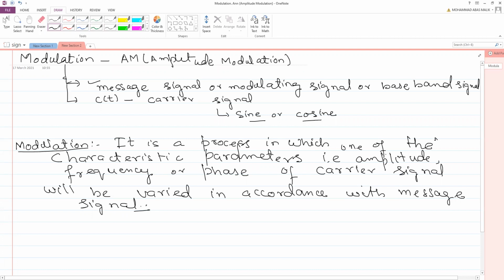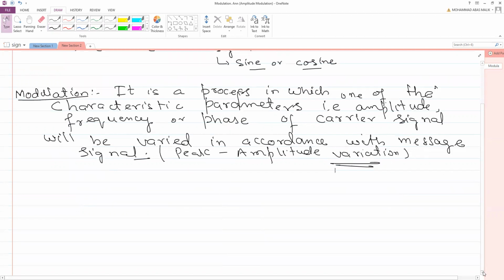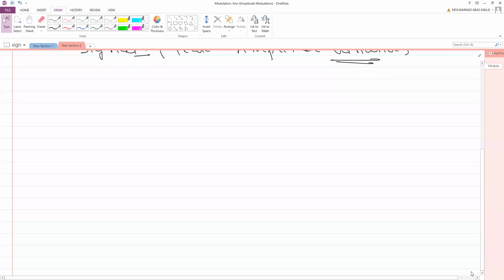So you are varying the parameters of the carrier signal in accordance with your message signal. You must note that this variation follows the amplitude variation of the message signal. You must remember this. Now we have an important topic today, and we will start with amplitude modulation.